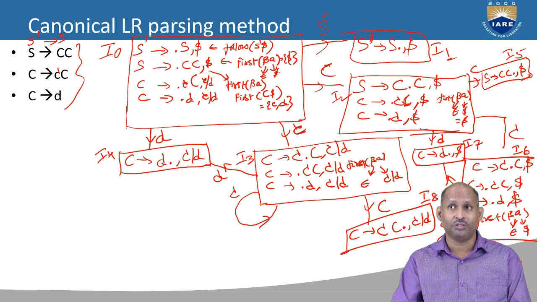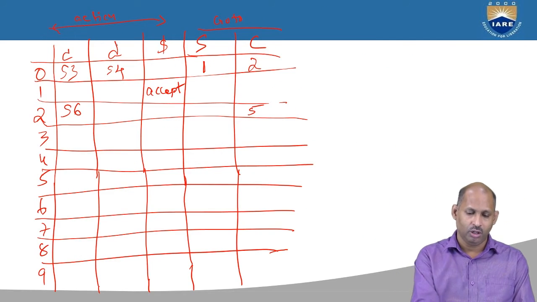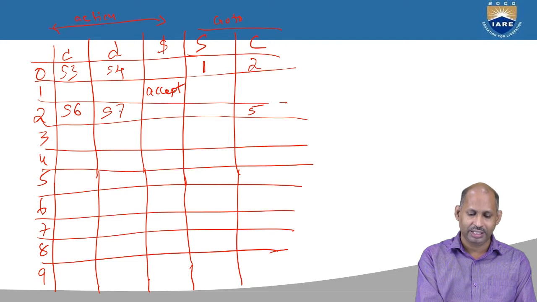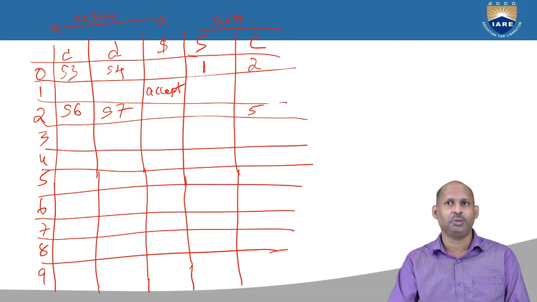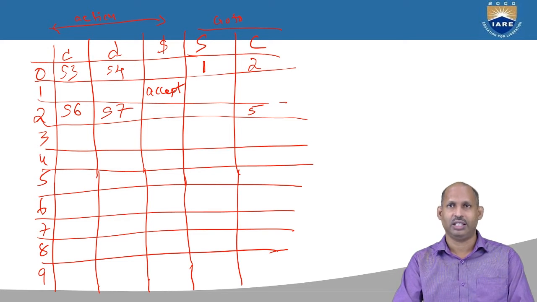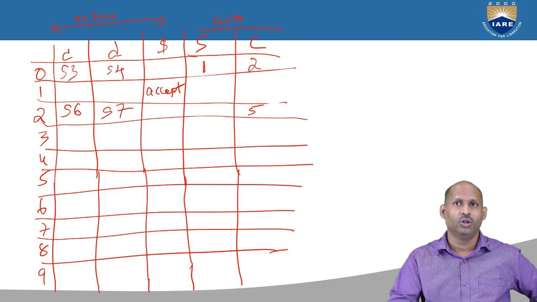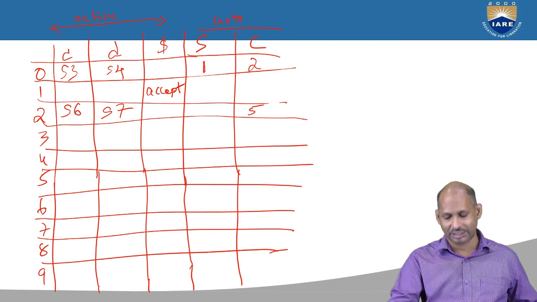Okay, there is one more, D. I2 on terminal D going to I7. On terminal D, simply we say 7. Okay, is it clear? I2, the second state, is completed.